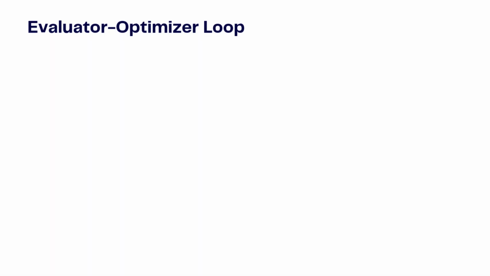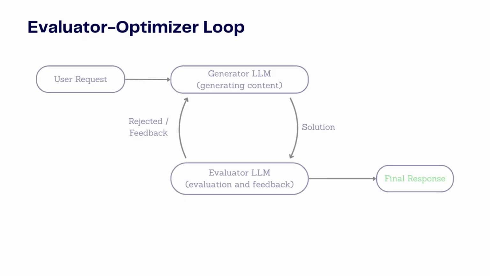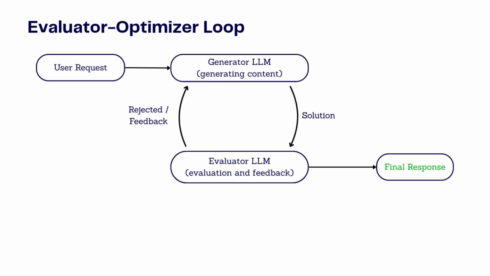Now let's explore the Evaluator Optimizer Loop workflow pattern, designed to improve answers through checking and refining. In this workflow pattern, one LLM is responsible for generating content, while another LLM provides evaluation and feedback in a continuous loop. From the diagram, we have two LLMs: one is the Generator LLM and the other is the Evaluator LLM.